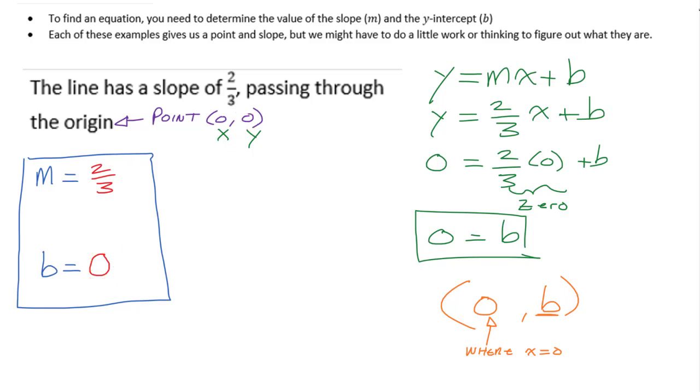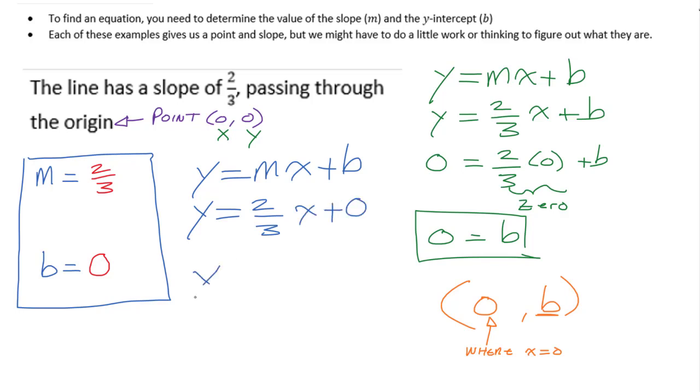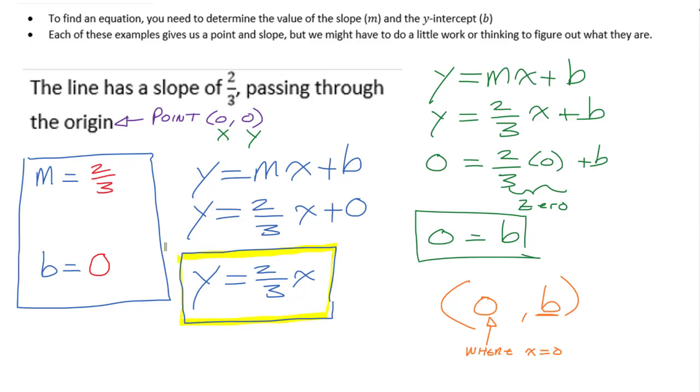All right, so let's write our final equation here. Here we go. y equals mx plus b. Well, if we sub this in, we get y equals 2 over 3x plus 0. So we drop that plus 0, and our final equation is just y equals 2 over 3 times x. There we go. All right, let's check out another one here. Moving on to the next one.